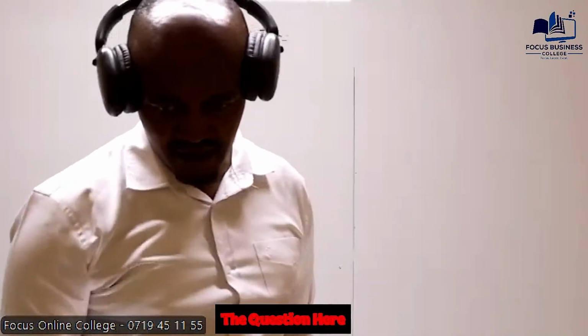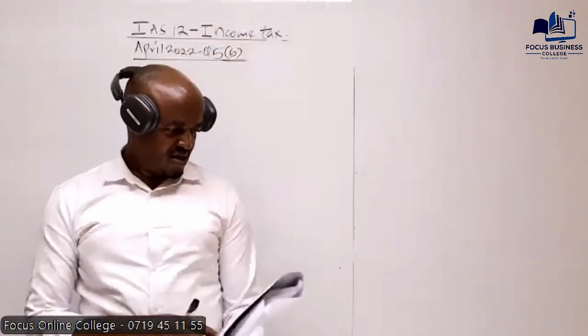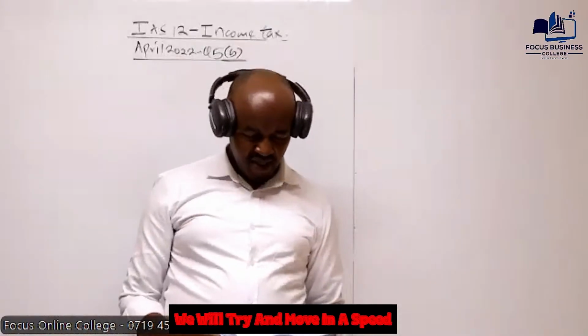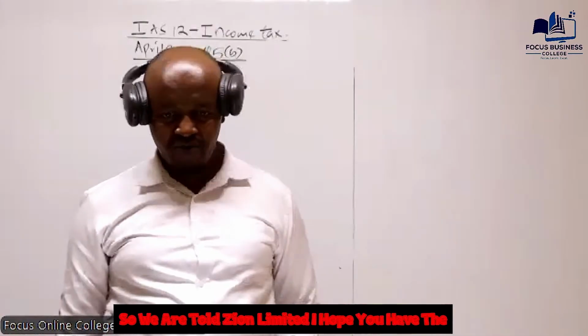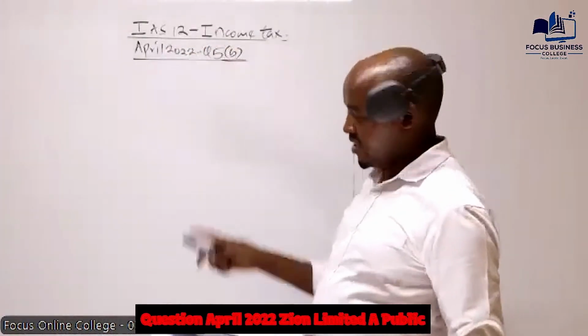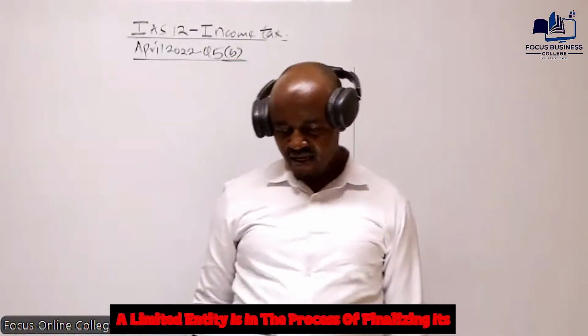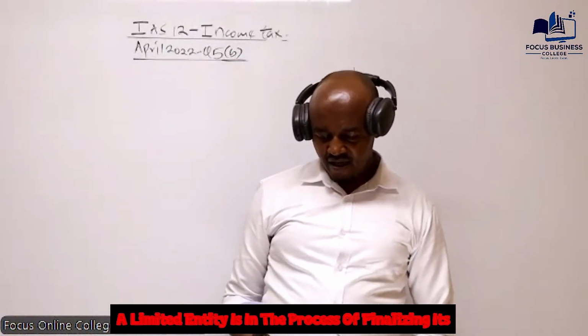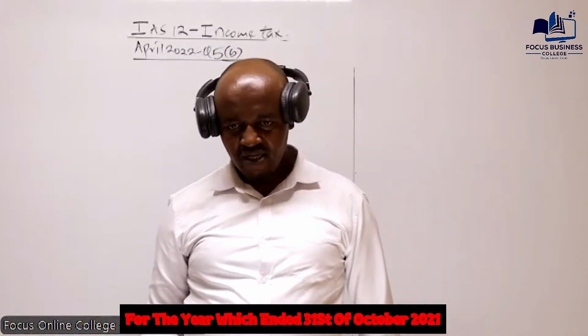The question here. I want us to do this question, and we will try and move at a speed. Because of time, I want us to finish the question. So we are told Xion Limited. I hope you have the question. April 2022. Xion Limited, a public limited entity, is in the process of finalizing its financial statements for the year which ended 31st of October 2021.